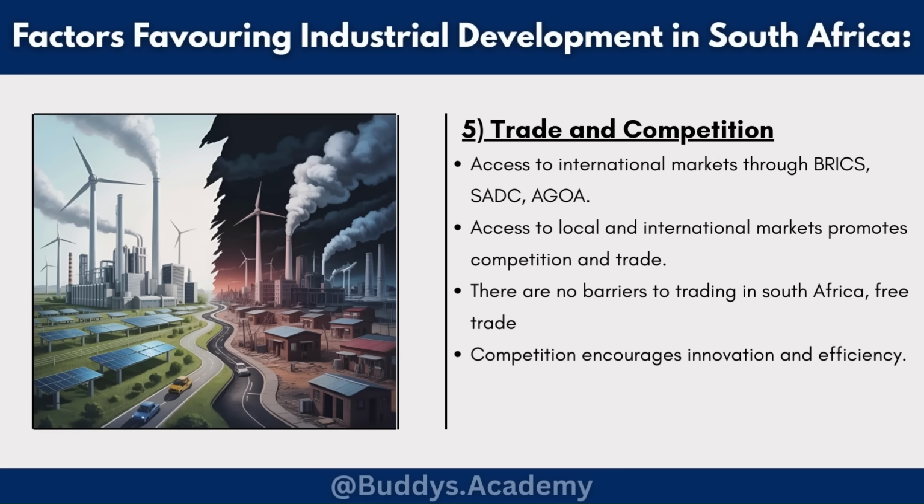Number 5 will be your trade and competition. Now, access to international markets through BRICS, SADC, AGOA. Now, access to local and international markets are going to promote competition and trade. Remember, in South Africa, there's not going to be any barriers to trading. That means that South Africa is going to experience free trade. And we know that competition is going to encourage innovation and efficiency.